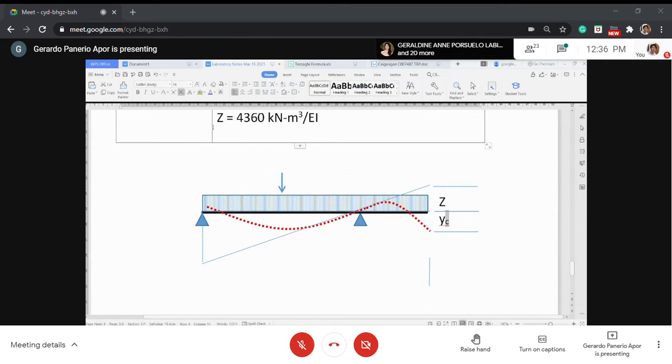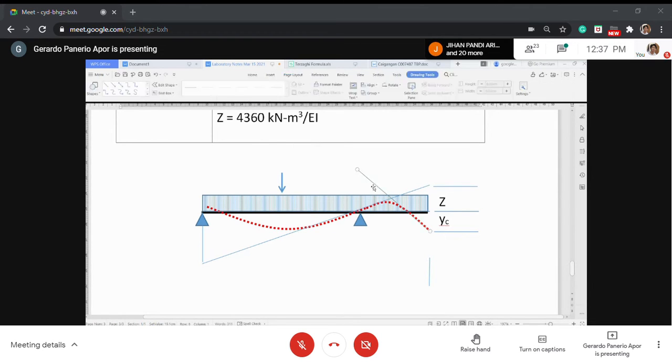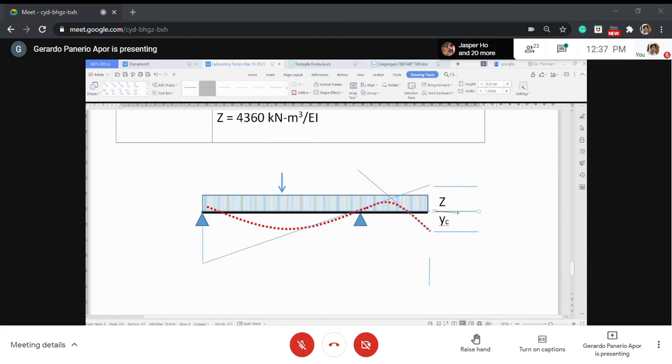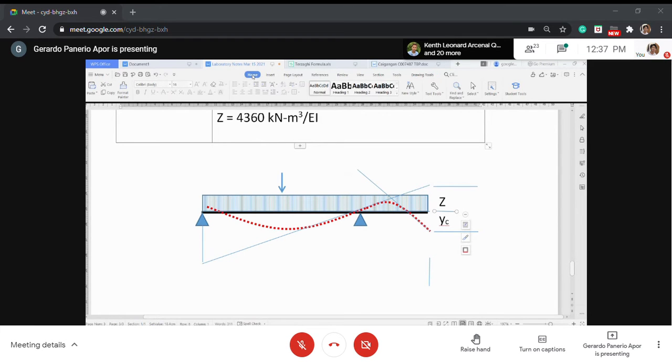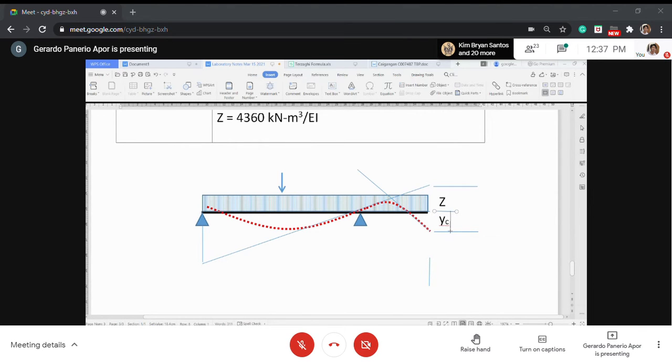What is the tangent line theorem? If I draw a tangent line from this point, I will call this tangent line C. This is tangent line C. And if this distance is your y sub C, and then this distance also is your z, okay, that's okay.